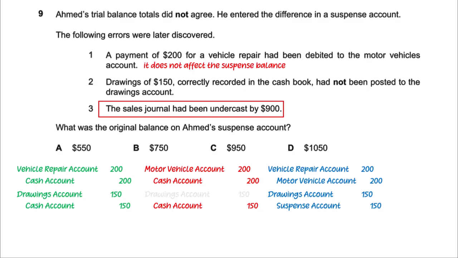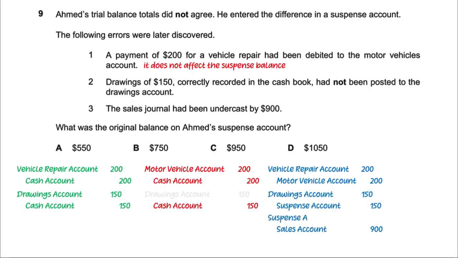This means the total of the sales journal is undercast. So the sales account would have been transferred with the undercast amount. Since sales account is an income account and generally has a credit balance and it appears on the credit column of the trial balance, therefore the credit side of the trial balance would have appeared understated. Okay. To rectify this error, we will credit the sales account by $900 and since no other account is affected, we will then debit the suspense account by $900.